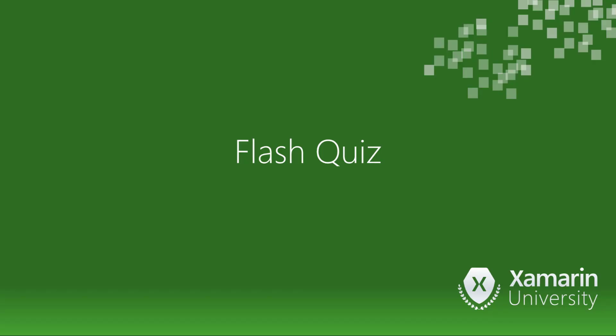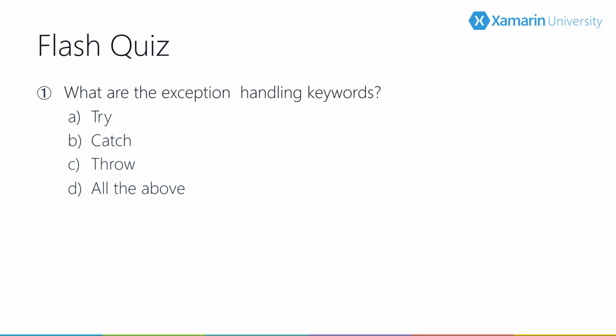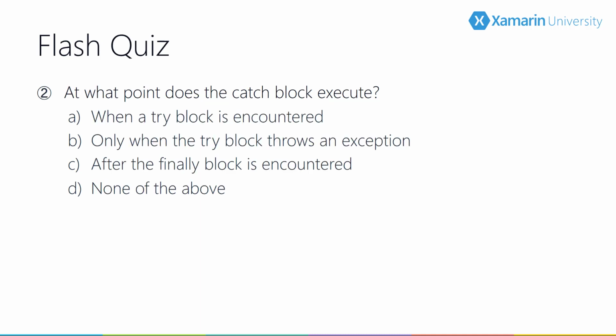Alright, now let's do another flash quiz. Question number 1. What are the exception handling keywords? And the answer here is D, all the above. Try, catch, and throw are all keywords specific to dealing with exceptions. Number 2, at what point does the catch block execute? The answer here is B, only when the try block throws an exception.